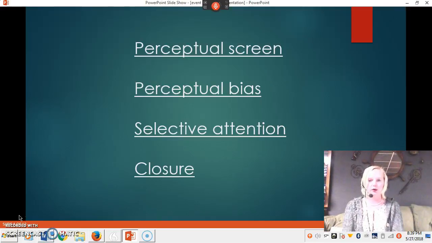And then finally, closure. Your brain wants things to be whole, and if you're missing parts of that advertisement, it's going to create a psychological tension, as the book says, on your brain. And your brain's going to want to fill those gaps, and half the time it's probably not going to fill the gaps with the actual correct information.